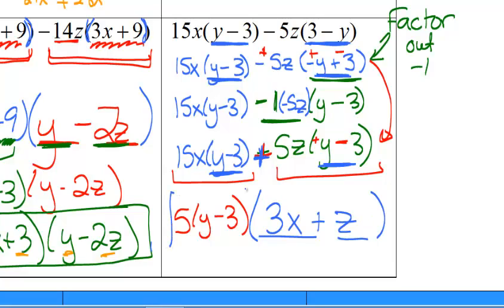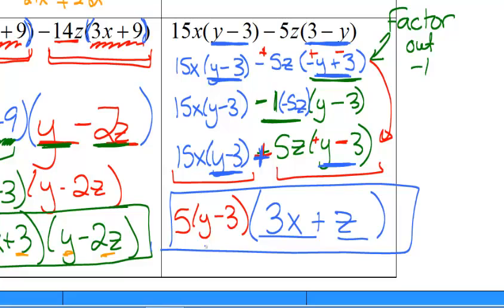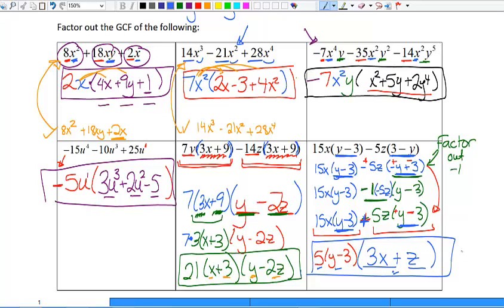Now I have completely factored this problem. There is nothing else to factor out of the 5, out of the x, y minus 3, or the 3x plus z. So now I know I am completely factored. If you want to take a moment to distribute this out and distribute out the original problem, then you can see that they truly are equal, and they're just two different ways of writing the same expression. Our answer is considered factored because all of our terms are being multiplied. So we know we have truly completely factored this problem.